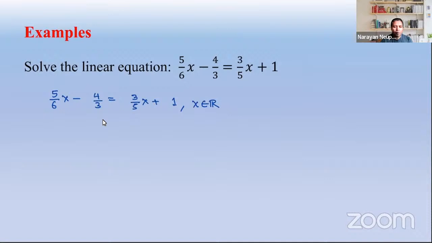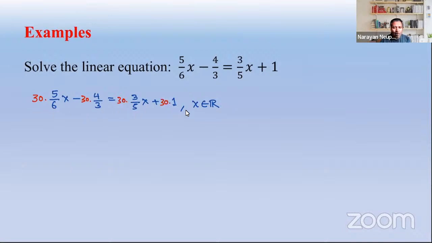One easy idea to remove the fraction is to multiply throughout by the least common denominator or least common multiple of these three numbers, 6, 3, and 5. The least common multiple of 6, 3, and 5 is 30. So we are going to multiply throughout by 30 in the first step. We multiply the first term by 30, second term by 30, on the right, the first term by 30, and also the second term on the right by 30.